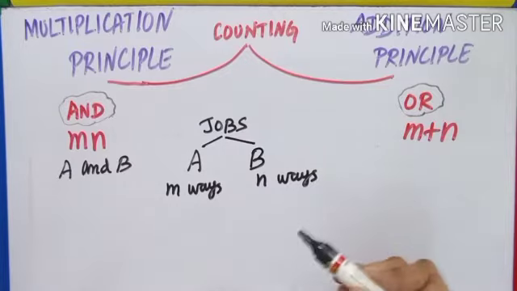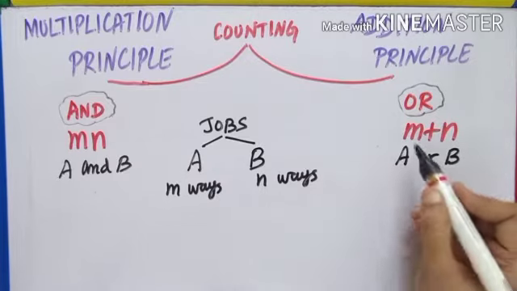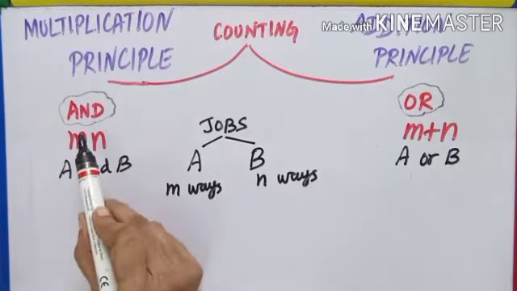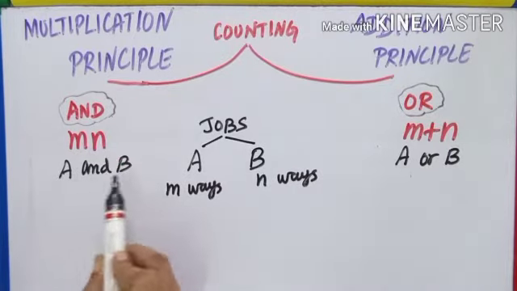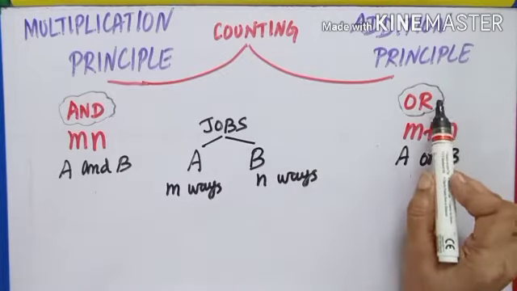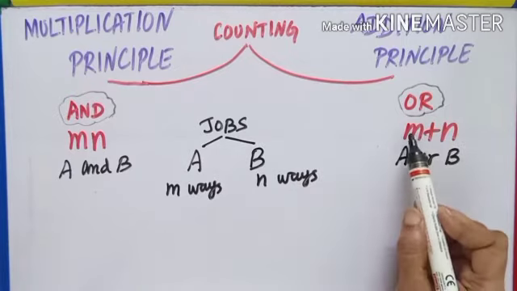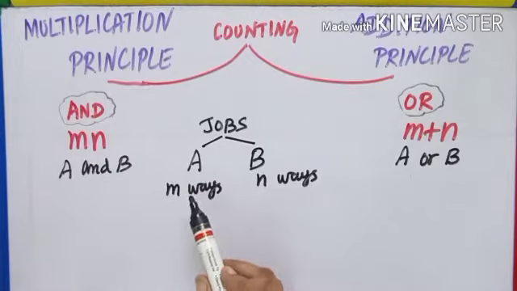How many ways can you perform A or B? Here I say M plus N. So notice in all the word problems in this chapter as well as in probability, we come across these words "and" and "or". So "and" tells me multiply the two ways. "Or" tells me add the two ways. Either A or B tells me M plus N, whereas A and B tells me M into N.